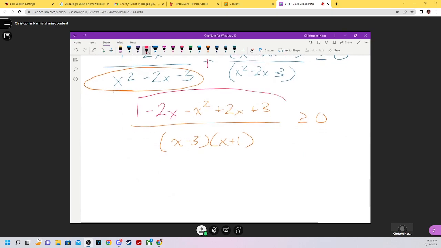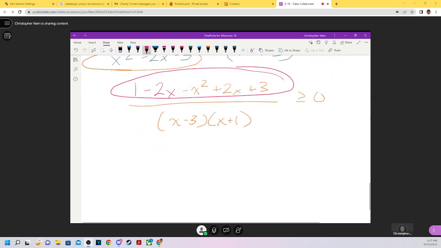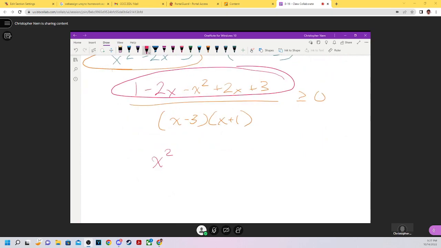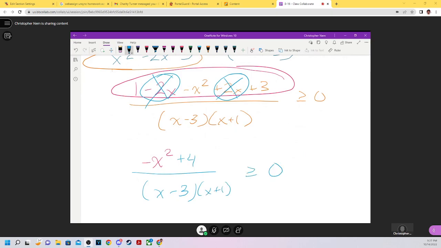Because look at this, I have to combine these now. If I combine these together, I get x squared minus x squared. The 2x and the minus 2x cancel out, thankfully. They're like terms. And then I have plus 4 all over x minus 3, x plus 1 is greater than or equal to 0. But wait.